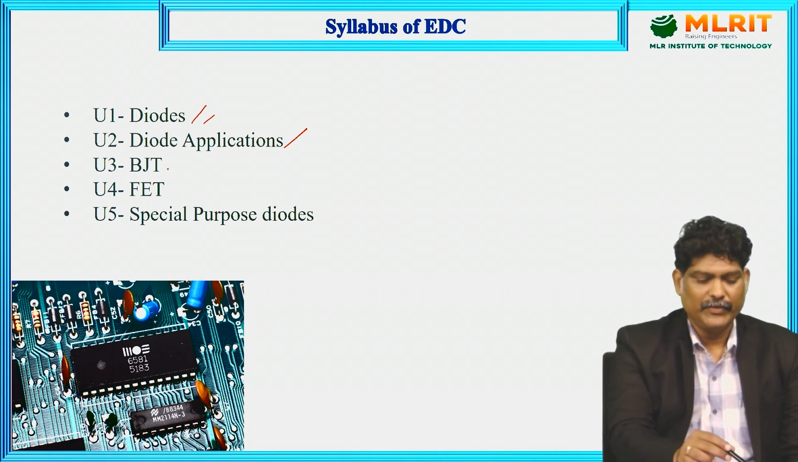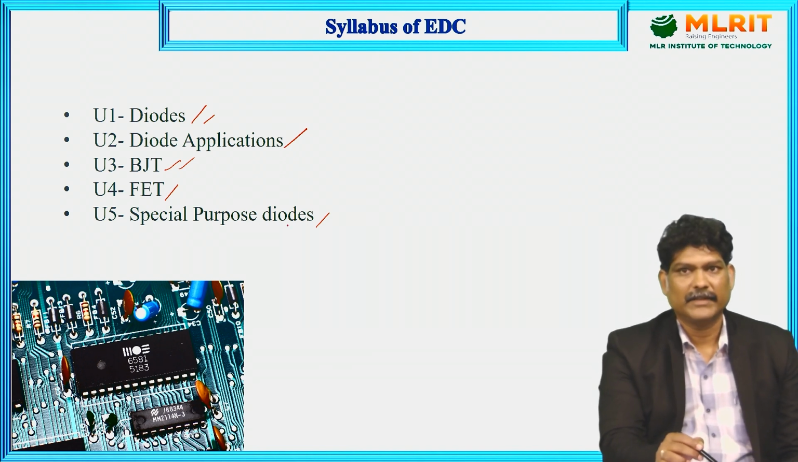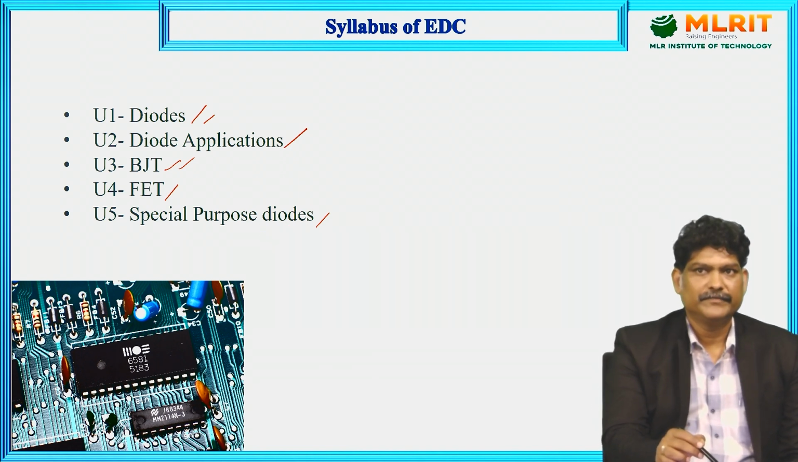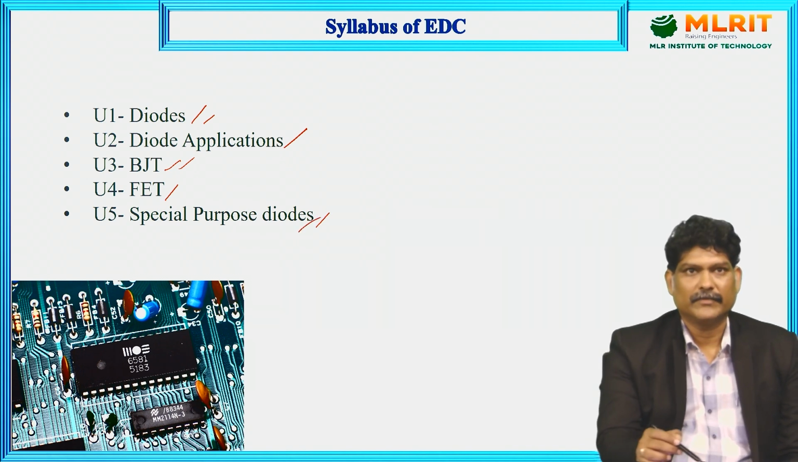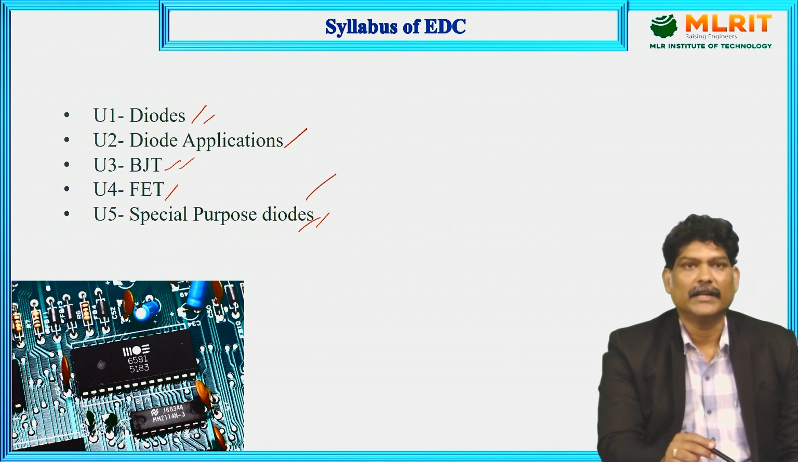Coming to Unit 3, we are going to discuss BJT. BJT means transistors, bipolar junction transistors. Then in Unit 4 we will discuss FET, field effect transistors. And Unit 5 is about special purpose diodes like Zener diode, SCR, photodiode, solar cell, and so on. All these modules will be covered in this lecture series.